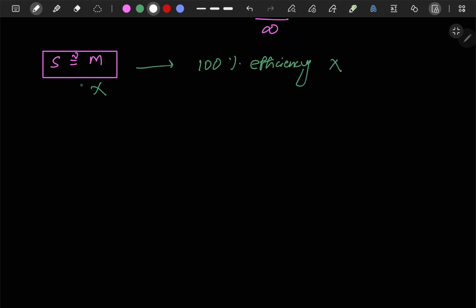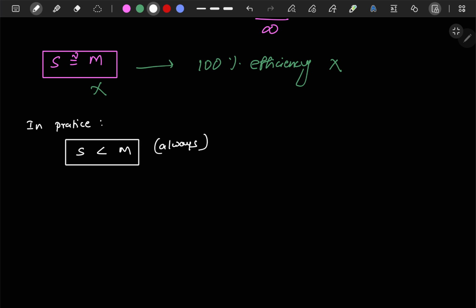Now I told you that practically this is not possible. Then what is practically possible? So in practice, speedup is always smaller than m. Remember this part: speedup is smaller than m. This is what is practically possible.